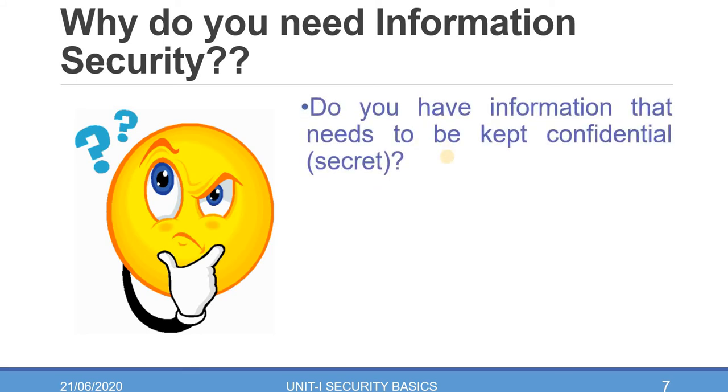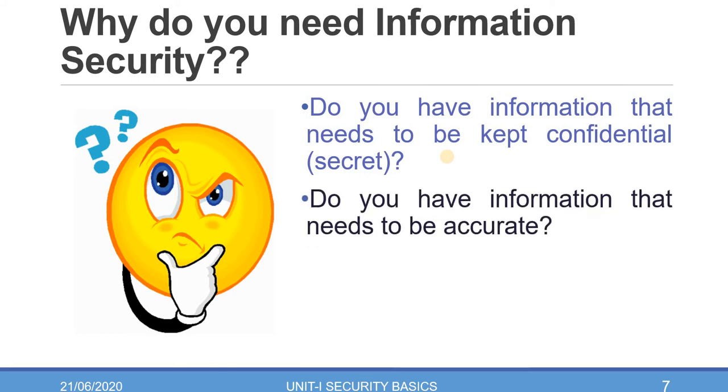To answer this, first try to answer this question to yourself. The first question: do you have information that needs to be kept confidential or a secret? Think over it. Before applying information security, or to understand why we need information security, first answer these questions. Do you have such information that you want to be confidential, or you want to keep as a secret? If your answer is yes, then go for the next question.